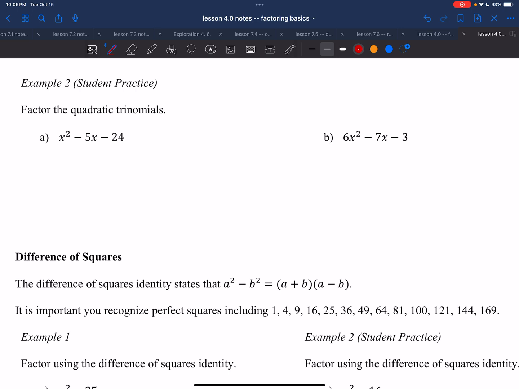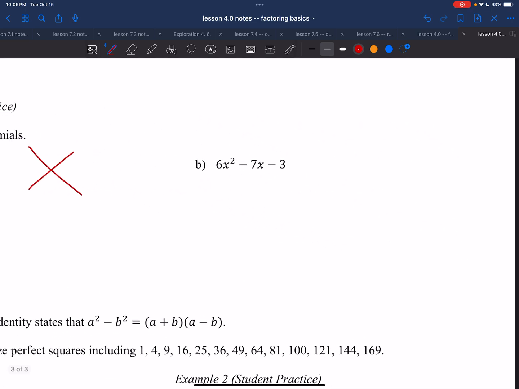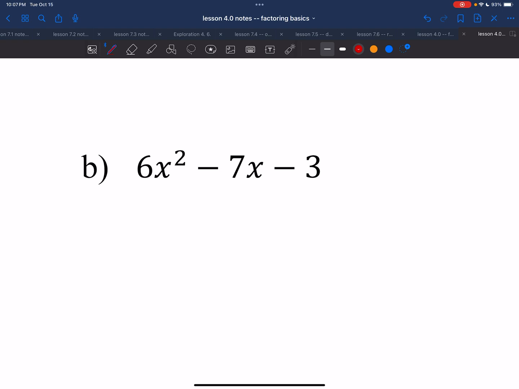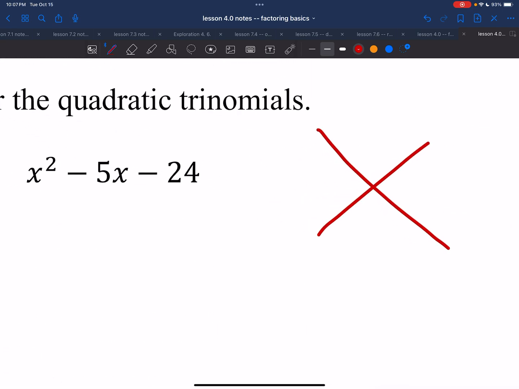Okay. Some more examples. I'll brush through these, but we've essentially covered it. Okay. Factor out the trinomials. Hey, why don't you pause the video and try them? Here's that one. You can pause and try it. All right. Let's go ahead and do that.